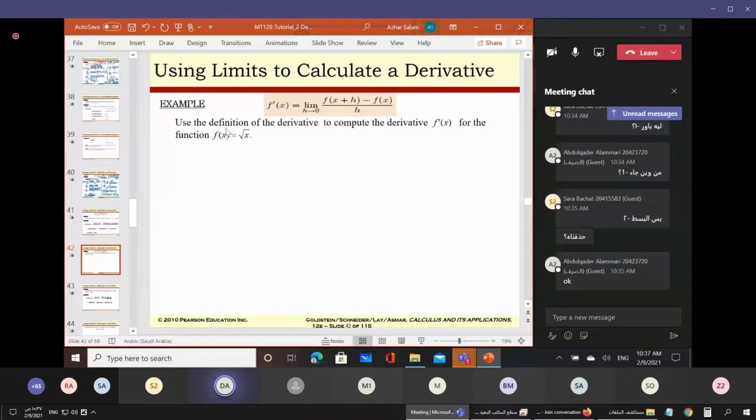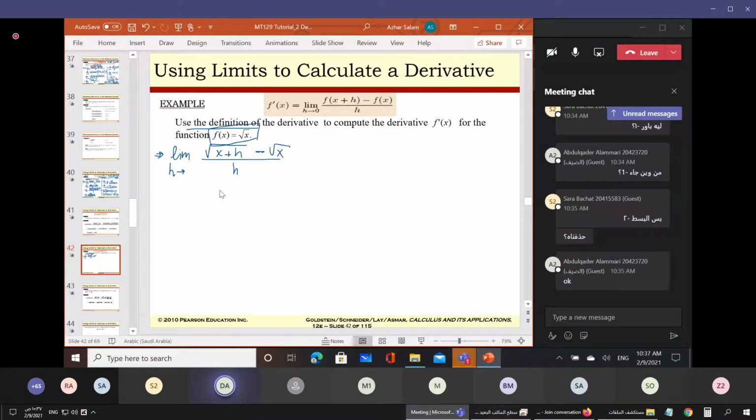We will use the definition of derivative to compute the derivative of the square root of x. Okay, we will use the definition. So limit in each step when h approaches 0, until I get rid of this denominator h. Now it will be h in the denominator, and here f of x plus h, which is the square root of x plus h, minus f of x, which is the same function, square root of x.